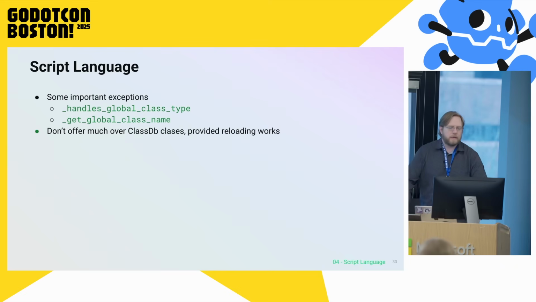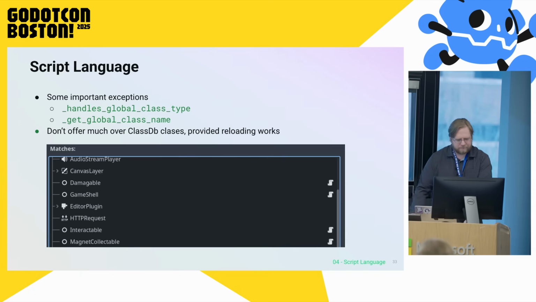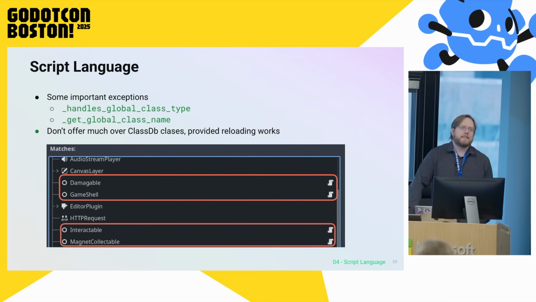There are two, handles global class type and get global class name. This is for support for Dart global classes. If you're not aware, Dart global classes are these guys. They appear in the create node editor. They have the little icon on them that says that they're scripts.